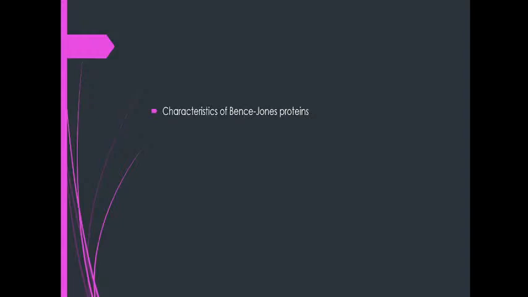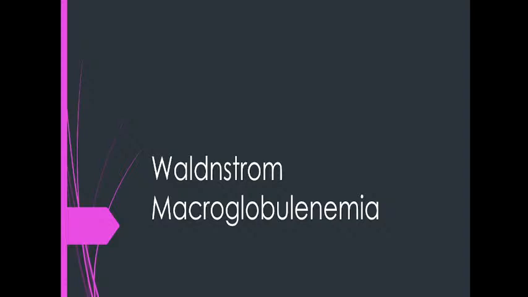Characteristics of Benz-Jones protein: coagulates at 45 degrees Celsius and then dissolves at 100. Now, let's talk about Waldenstrom's. Alright, so from the name itself, Waldenstrom's macroglobulinemia is what type of abnormal, what type of hemoglobin na naman? Antibody.